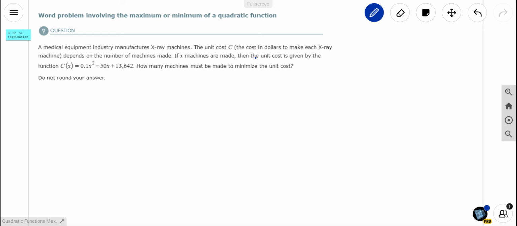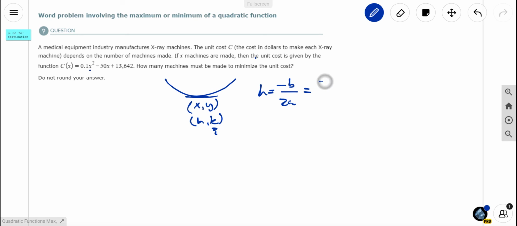So what we're looking for here is the minimum of this function. You can see that it's positive, so it's cup up. And we're going to be looking for the y value of the vertex, x, y here, or h, k, and we're going to be looking for this value. So again, negative b over 2a is going to be your h. Hopefully you've memorized that by now.